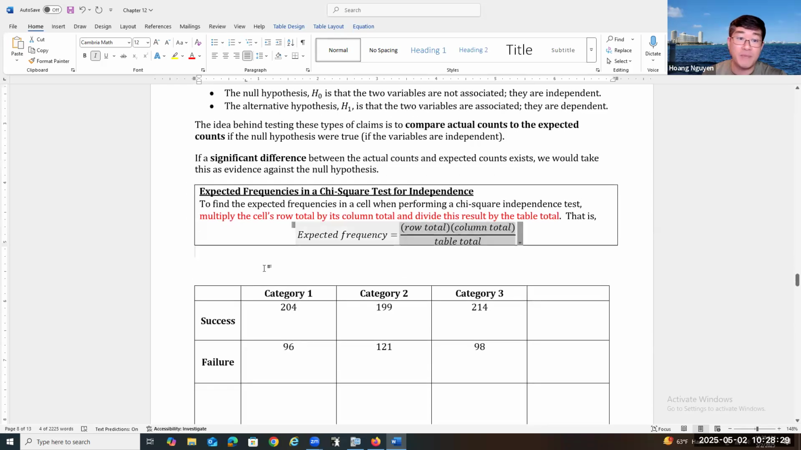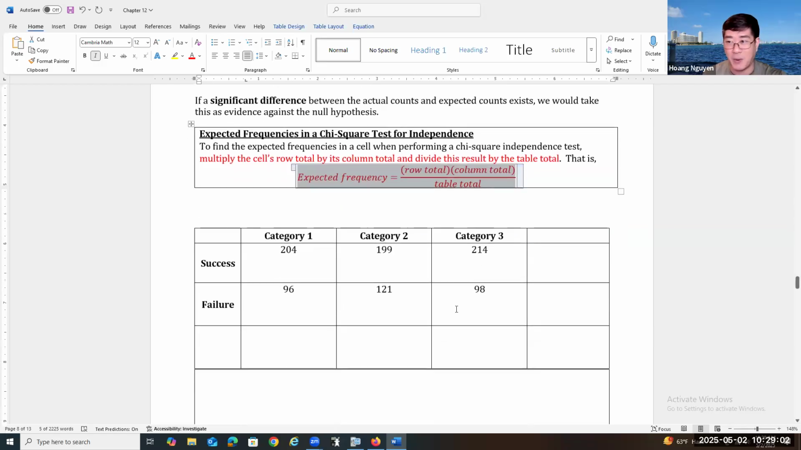So that's how we determine the expected. The observed should be given in the question, so you don't have to worry about that. Based on the given table of the observed, we're going to calculate the expected. We take the row total, multiply it by the column total, and divide it by the table total. So you have to determine the row totals, the column totals, and the table total before we can find the expected frequency for each of the cells in the table. So for example, let's take a look at this given table.